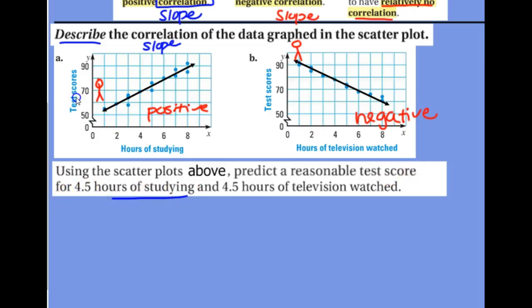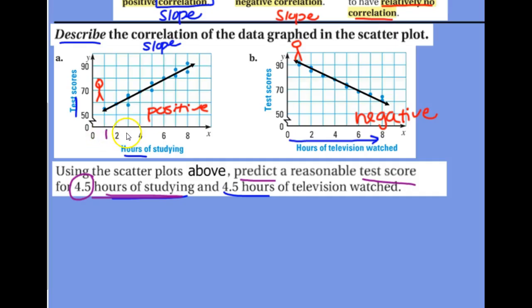But now, it says using the scatter plots above, predict a reasonable test score for 4.5 hours of study. So this one's talking about test scores. However many hours you study would predict a good or bad test score. And then the second one is talking about the more hours you watch TV, your test score is really going down or going negative. So first, use this graph to guess or get really close to a reasonable test score if you're going to study for 4.5 hours.